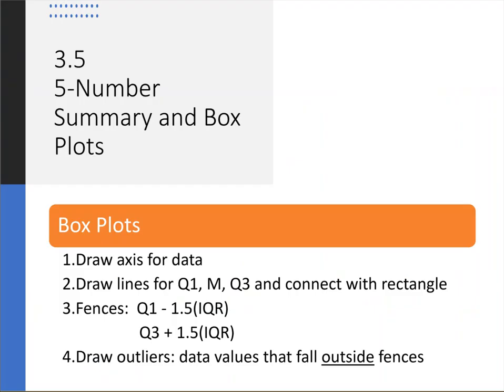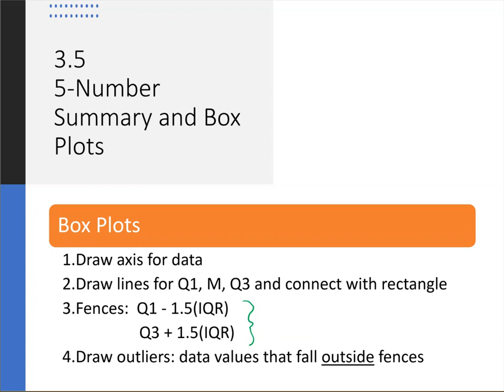Now here are the directions that we're going to use to construct it by hand. First, we have to draw a number line. Then we're going to label our quartiles Q1, the median, and Q3. From that, we're going to draw fences. The fences help us identify outliers that we might encounter in a data set, and the calculation for the fences is given here. We take 1.5 times the IQR, which is our interquartile range, and we either add it to the Q3 value or subtract it from Q1.